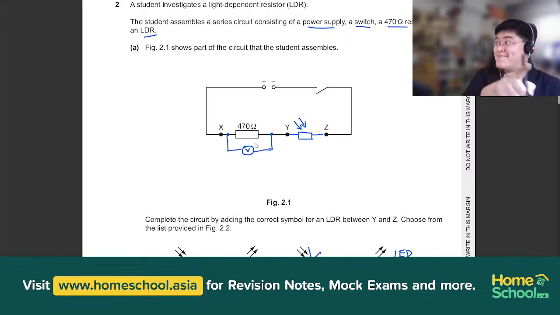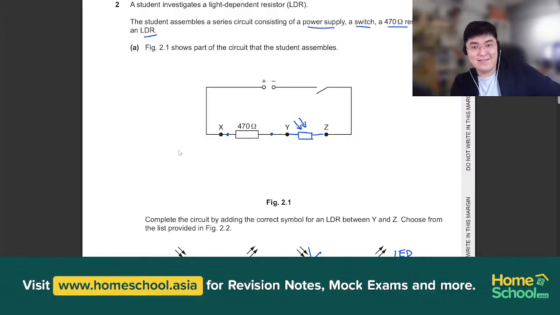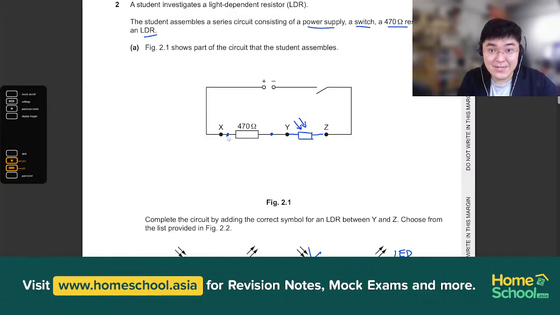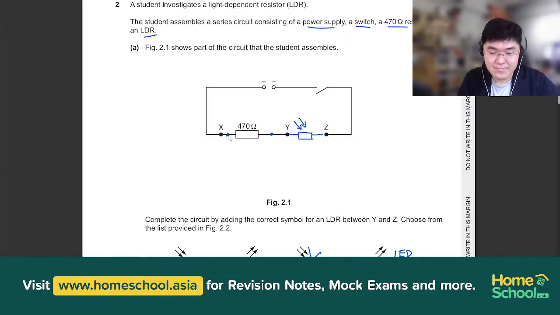Remember, please use a ruler. Don't do this. Actually, I should do it nicely. Let's do this nicely. That's 1, that's 2. All right, nice and clean right here. And the voltmeter sits around like this.